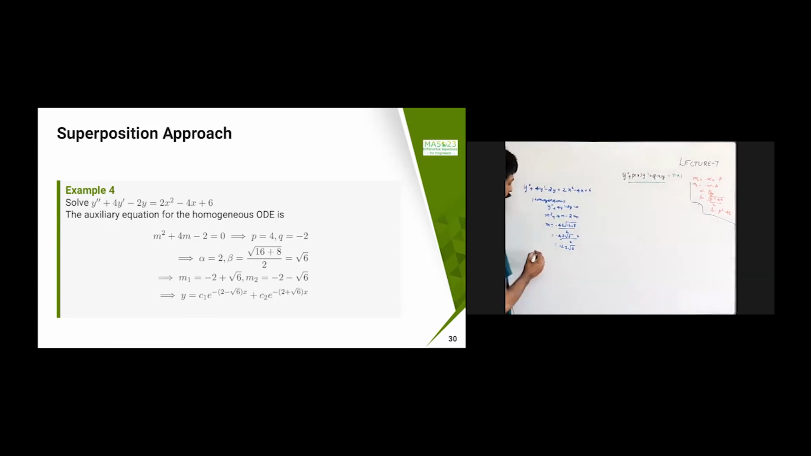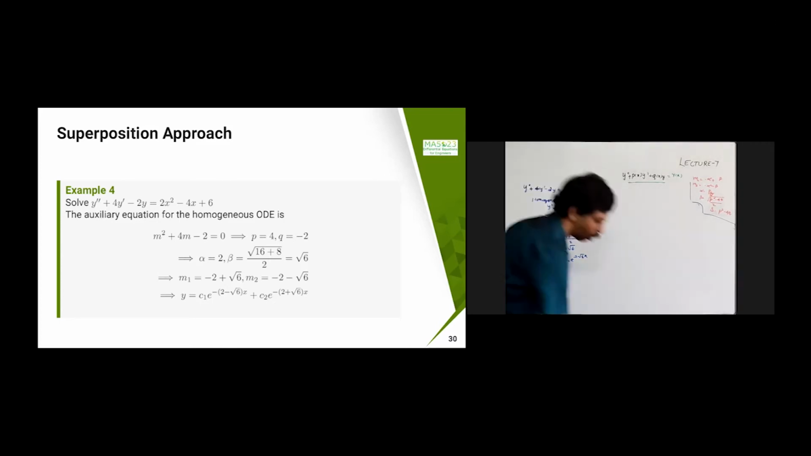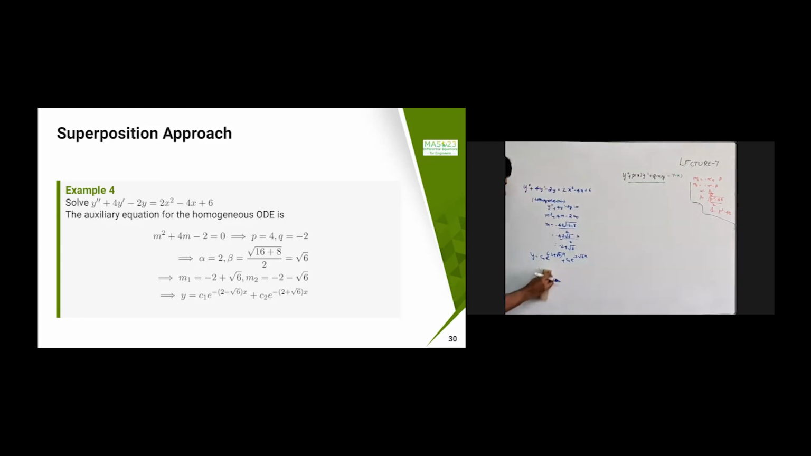So I can write my y as c1 e power minus 2 plus root 6 into x plus c2 into e power minus 2 minus root 6 into x. This one I can write as, taking e power minus 2x out, c1 e power root 6x plus c2 e power minus root 6x.